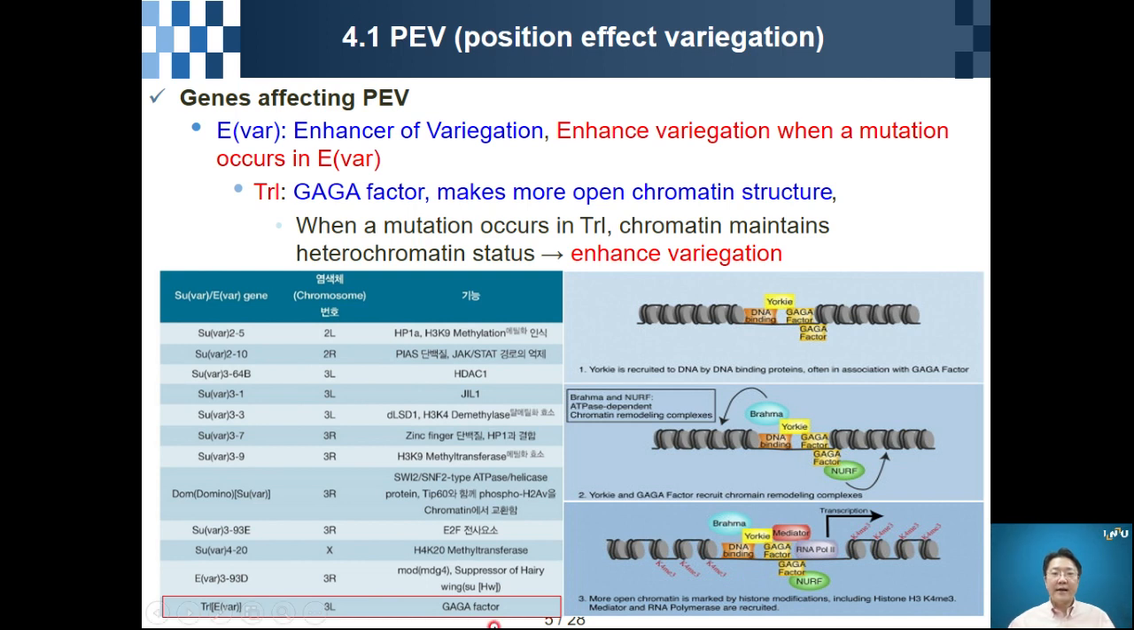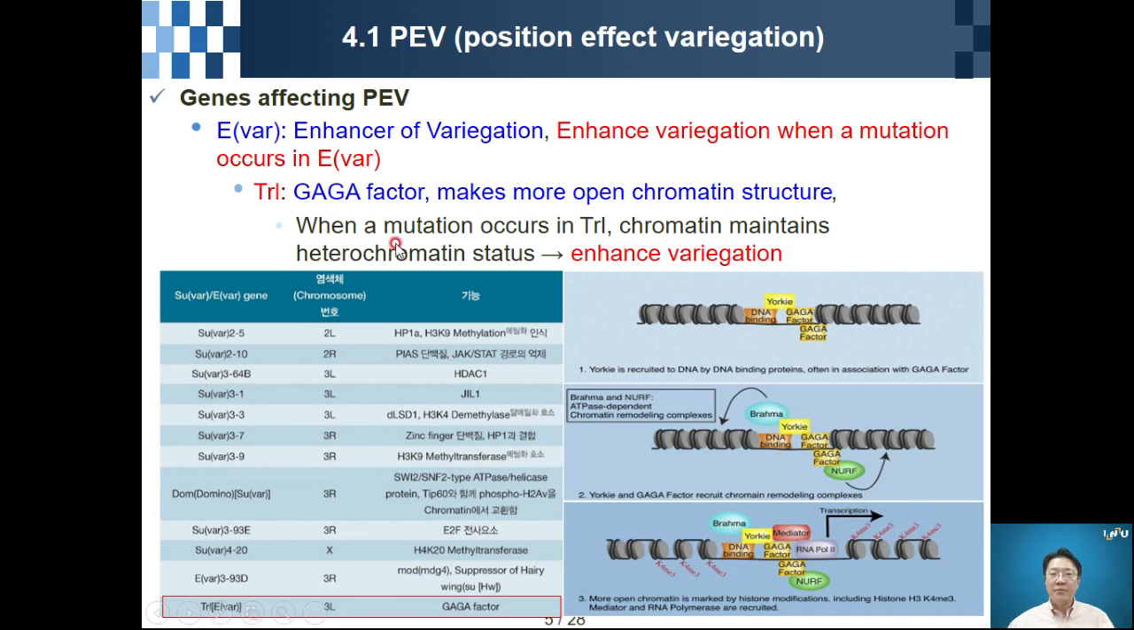So TRL, the main function is that they are a GAGA factor. The function of a GAGA factor is that it recruits the chromatin remodeler. After that, it will make more open chromatin structures like this. After that, the RNA polymerases can bind to this region. After that, transcription can happen.